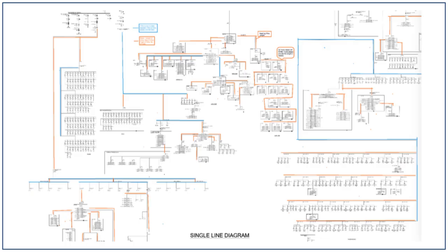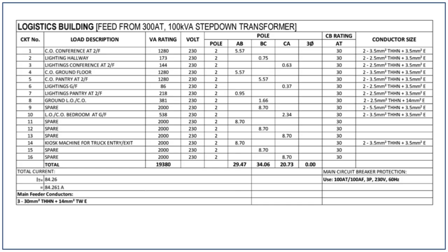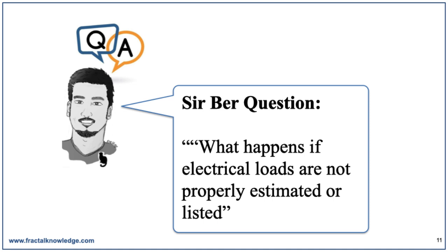Okay. So for example, you receive the single line diagram, di ba? And you need to validate the details. You need to go to the schedule of load. Here is an example of a schedule of loads. Hindi ko na maipakita yung detalye. It's too much to fit the screen. Pero here is one schedule of loads from a single line diagram that I show. And the details of this are the things we need to discuss here as required by the Philippine Electrical Code. Okay? Let's continue. Question: what happens if the electrical loads are not properly estimated or not properly listed?